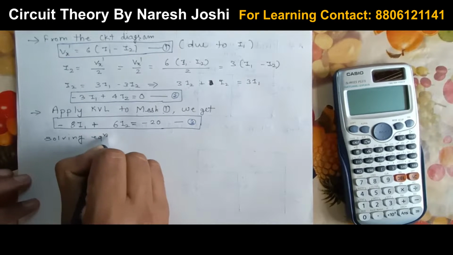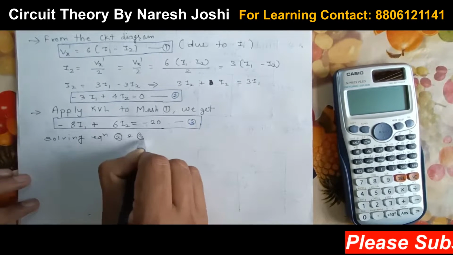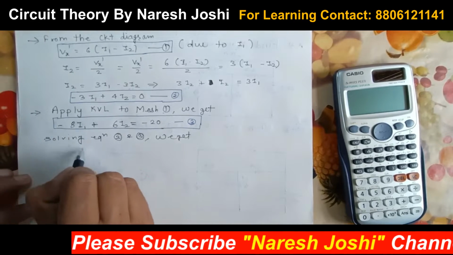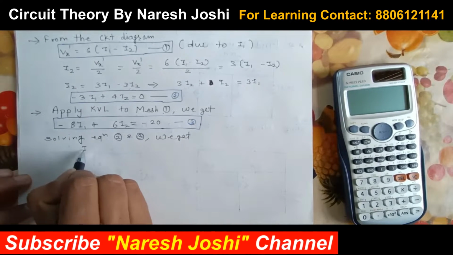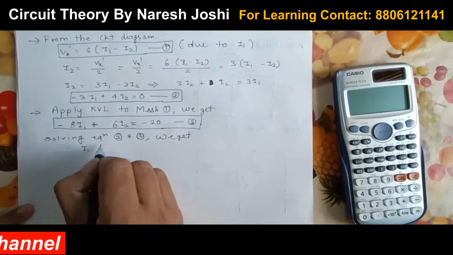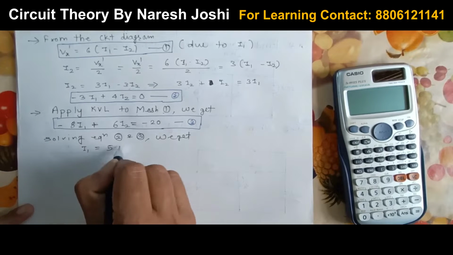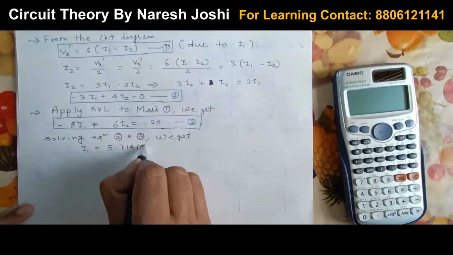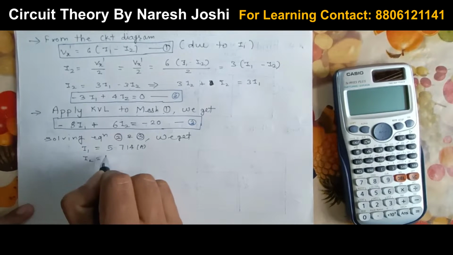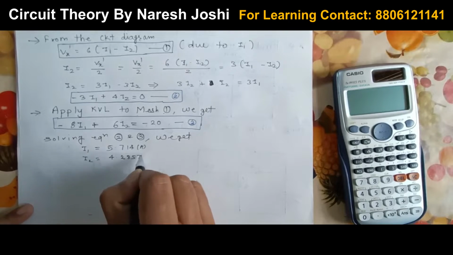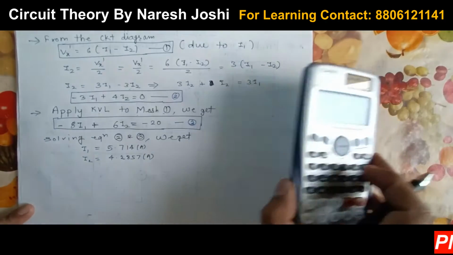Solving equations 2 and 3, what do we get when we solve it? It is very simple. By putting it in your calculator, you can solve it. I have already solved it. So I1 equals 5.714 ampere, and I2 equals 4.2857 ampere. I will show you how you can solve it.